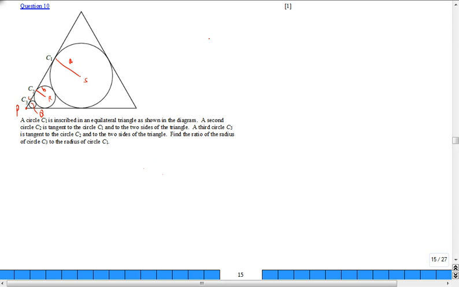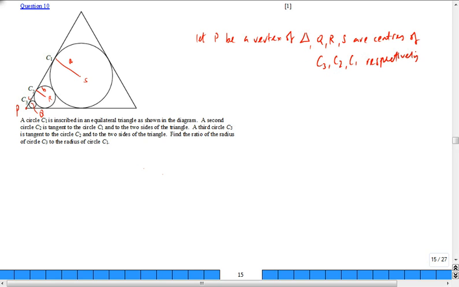So if I list it out, let P be a vertex of the triangle. Q, R, S are centers of C3, C2, C1 respectively. Let the radii of C1, C2, C3 be A, B, C respectively. Now I have labeled all of them.